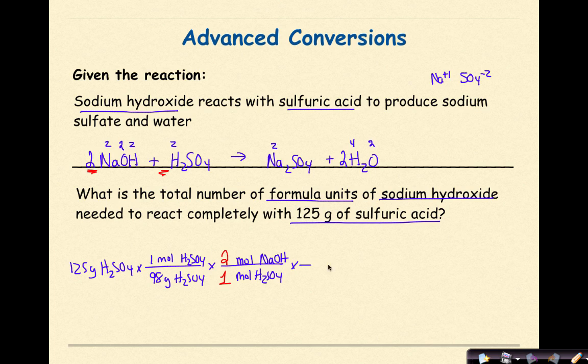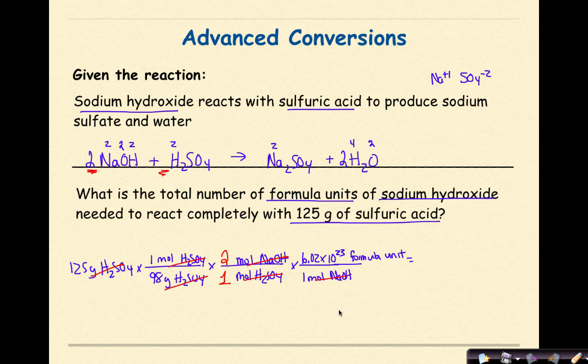Now I'm in moles of sodium hydroxide, so I need to get out of moles of sodium hydroxide, and I need to get into formula units of sodium hydroxide. And I know that formula units, like atoms, like ions, like any type of particle, is going to refer to 6.02 times 10 to the 23rd formula unit. So when I work this out, I can go through and cancel my units. Grams cancel grams, moles cancel moles, moles cancel moles. I'm left in formula units, which is what I want.